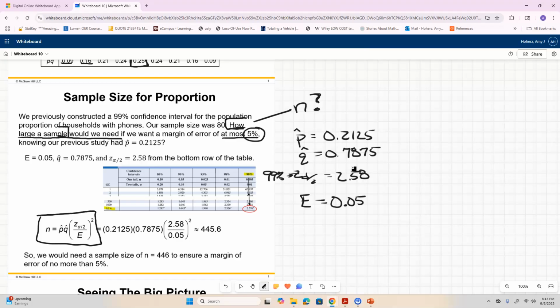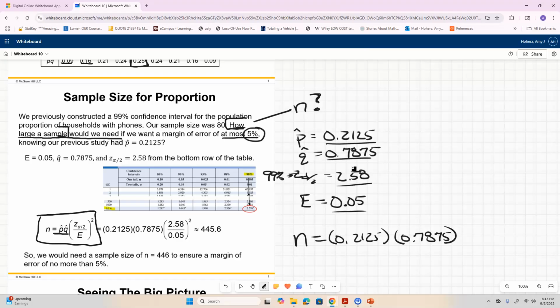So we want to know what N is. We're going to plug in p-hat and q-hat and z sub alpha over 2 and E into this formula, and that will tell us how large of a sample the researcher would need to make sure we stay within a margin of error of 5%, no more than minus 0.05 and plus 0.05. So N is equal to p-hat times q-hat, so in this case 0.2125 times 0.7875.